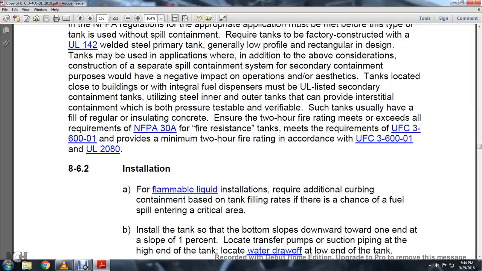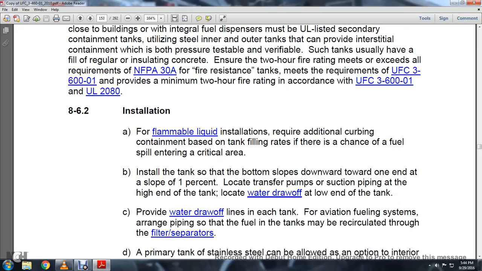862 installation for flammable liquid installations requires additional curbing and containment based on the tank filling rates, given the chance of a fuel spill entering the critical area. Install the tank so that the bottom slopes downward toward one end at 1%. Locate the transfer pump suction piping at the higher end of the tank. Locate the water draw-off at the lower end of the tank. Provide water draw-off lines for each tank of the aviation fueling system, arranging the piping so that the fuel in the tanks may be recirculated through the filter separator.